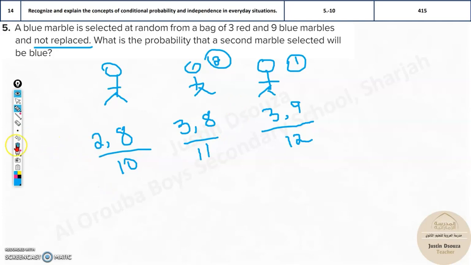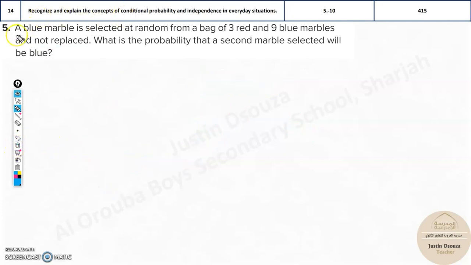It reduces. Now over here, let's read the problem. A blue marble is selected at random from a bag of 3 red and 9 blue marbles and not replaced. What is the probability that the second marble selected will be blue? Now this is a condition. The condition is that the blue marble is selected first. This is A, and then the second marble is also selected to be blue. That is B.